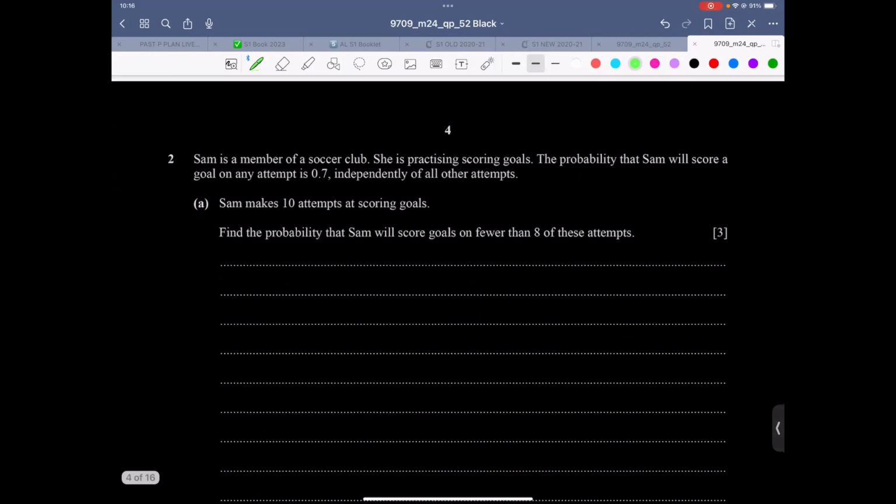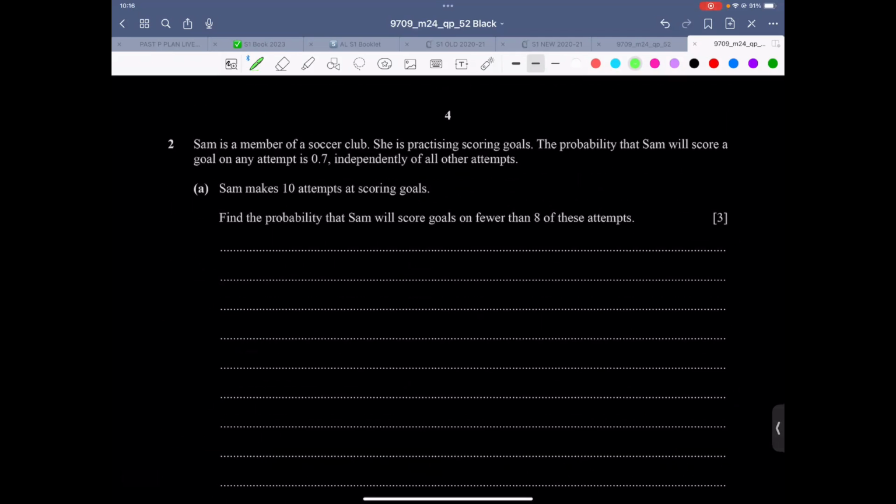The next question, question number 2. Now the question says, Sam is a member of a soccer club. She's practicing scoring goals. The probability that Sam will score a goal on any attempt is 0.7 independently of all other attempts. The first part, that is, Sam makes 10 attempts at scoring goals. Find the probability Sam will score goals on fewer than 8 of these attempts.